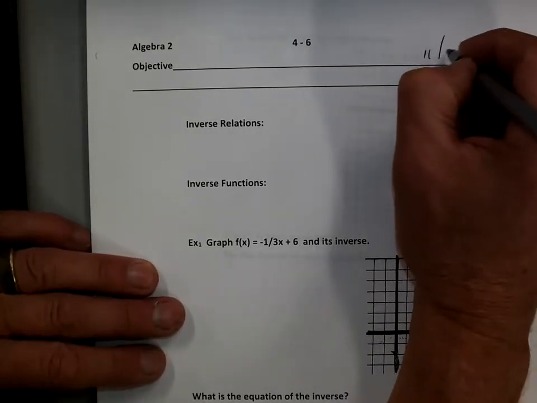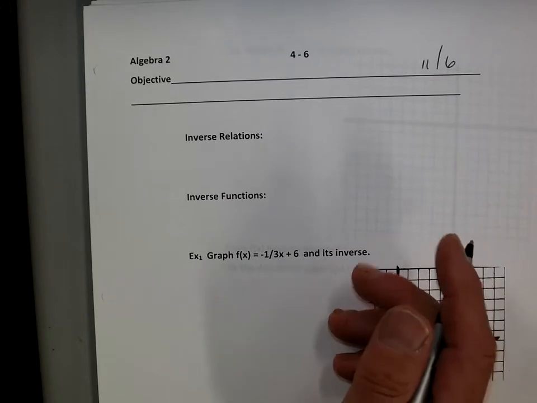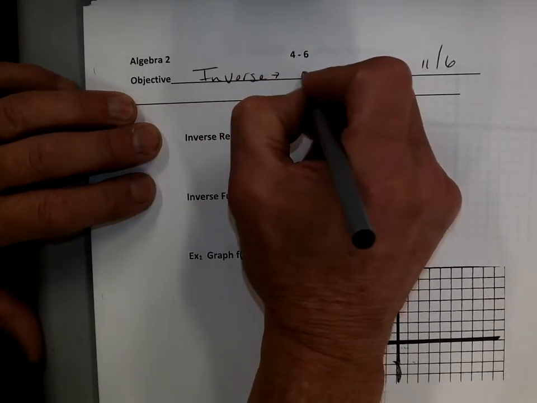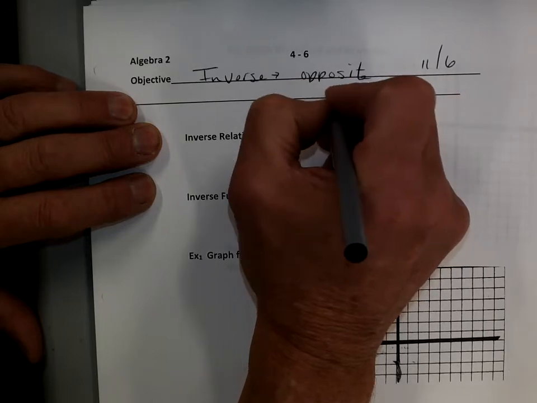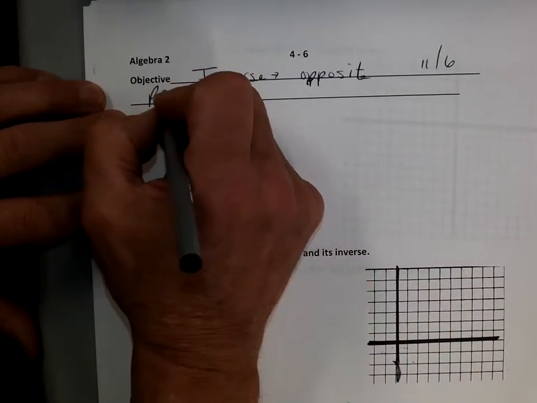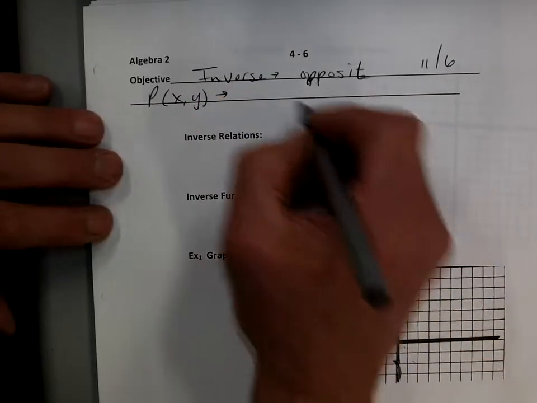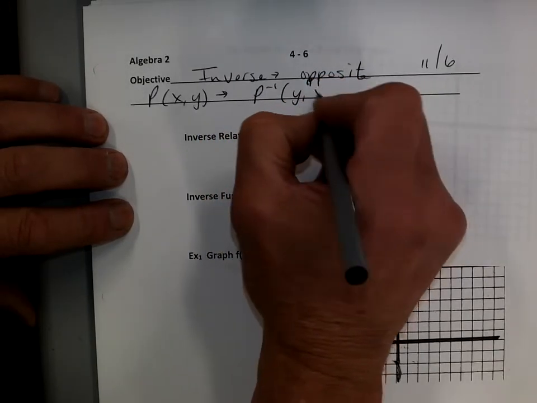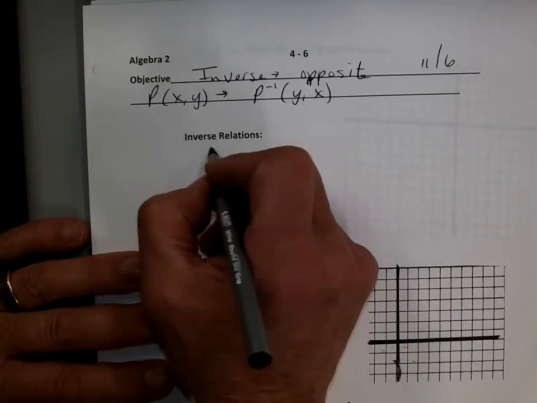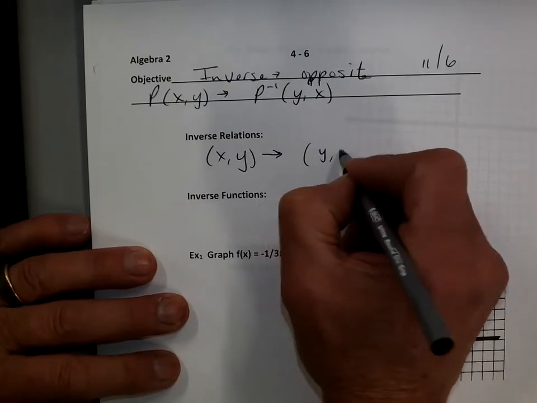It's November 6th. Okay, so today we're going to talk about inverses. We did this very briefly in geometry. To do an inverse is like the opposite. If it's the opposite of a graph, then if we have any point, say some x, y, to make the opposite of it, we just switch it around to make it y, x. So that's really our definition for an inverse relation: given any particular point x, y, to make it an inverse relation, you just rewrite it as y comma x.